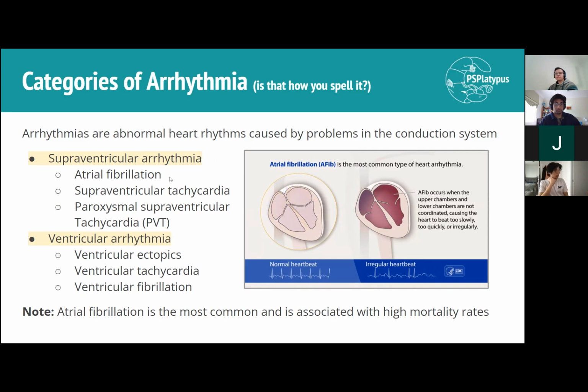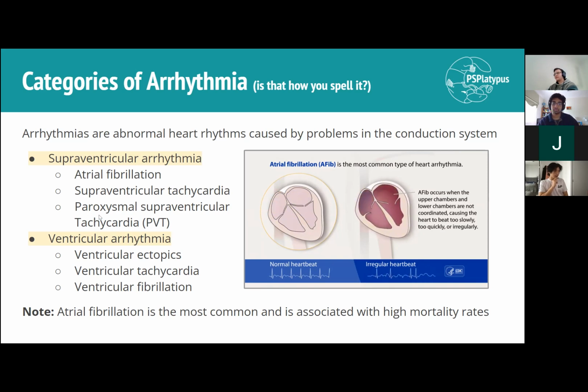Now you can have some common ones that you might have heard of. So atrial fibrillation. You can also have supraventricular tachycardia. That is just, again, the atria firing way too fast, which can predispose to arrhythmias because there's no coordination happening. You can also have paroxysmal supraventricular tachycardia, or PSVT, or it can also be paroxysmal supraventricular tachyarrhythmia.